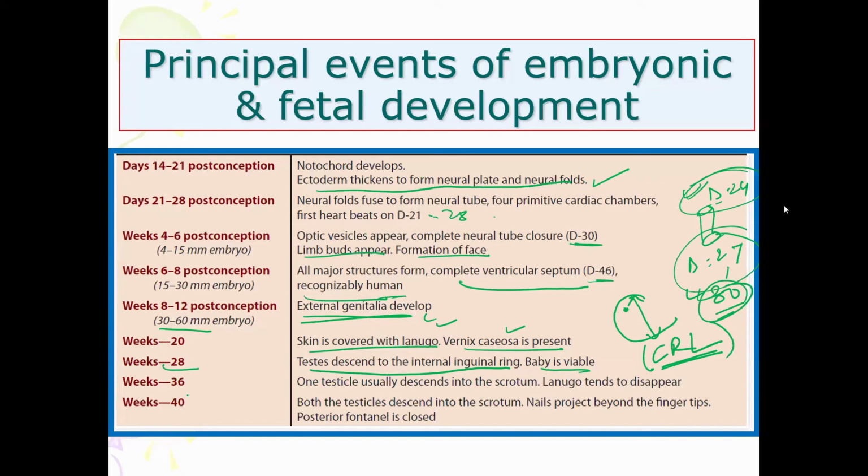And lanugo tends to disappear. Okay, and week 40, both testicles descend into the scrotum, and the nails project beyond the fingertips. Okay, and the posterior fontanelle is closed. Okay, so this is all the summary of the embryonic development.